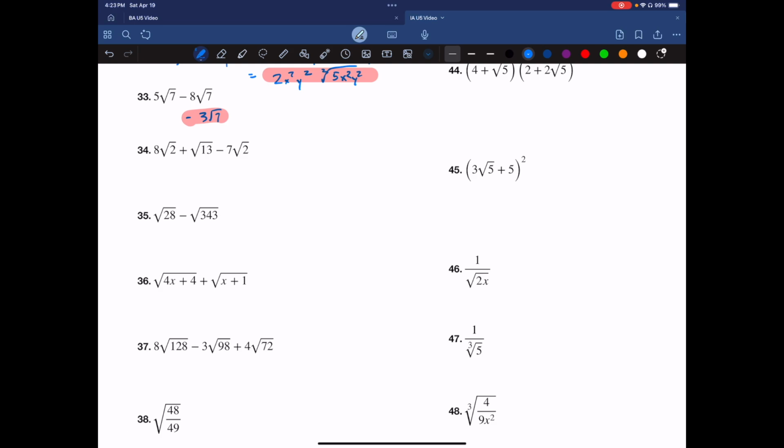On 34, you have 2 different radicals, but I can combine some of these. You've got 8 square root of 2 minus 7 square root of 2. That's simply going to be square root of 2. And then the square root of 13 is just going to hang out. So you combine what you can, but you can't always combine everything.